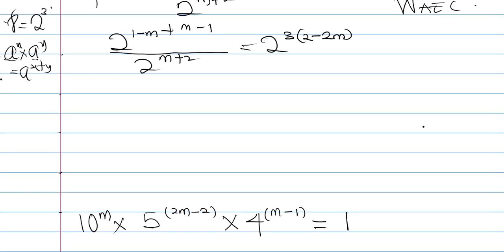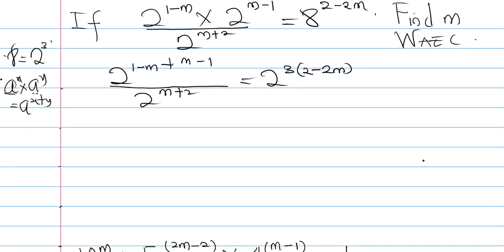Now we can see 2 raised to the power, we have 1 minus 1 which is 0. This one will give us 2 raised to the power 0 over 2 raised to the power (m plus 2), equal to 2 raised to the power, open the bracket, 3 times 2, 6, minus 3 times 2m, 6m. Don't forget that this one is 2 raised to the power 0.